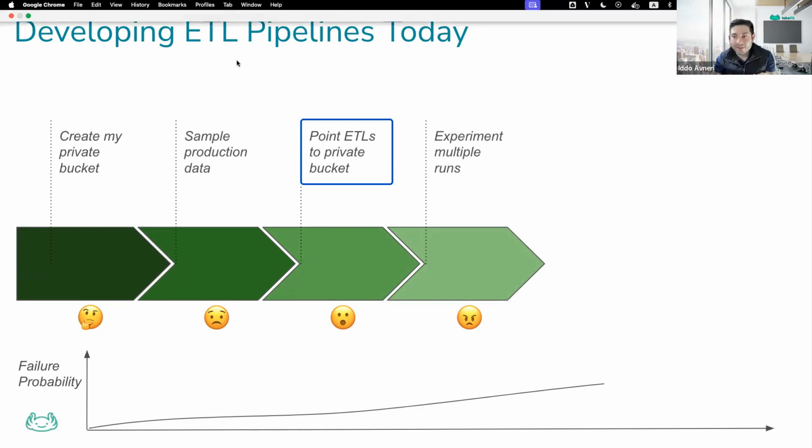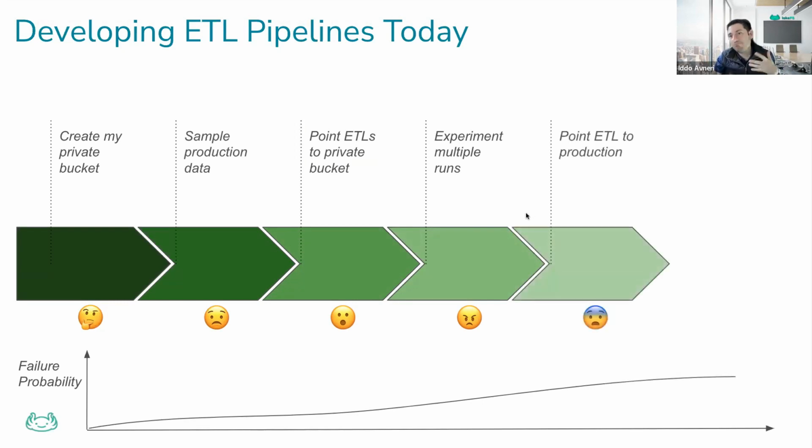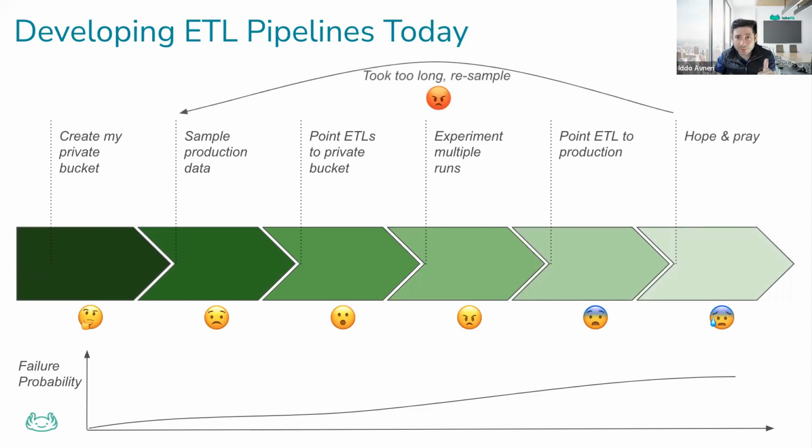There are a lot of alt tabs going on when we actually do this. And when we're done, we take the code that we just wrote, we point it at production, and we hope that everything's going to work in production. By the way, this takes time, to the point that sometimes it takes too much time and we have to resample the data. This is not the only way. There are other ways, and you're more than welcome to share those in the Q&A or in the comments.